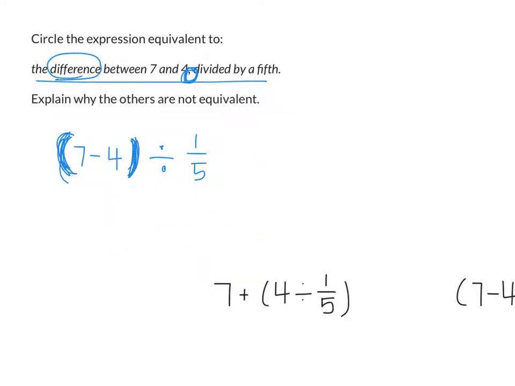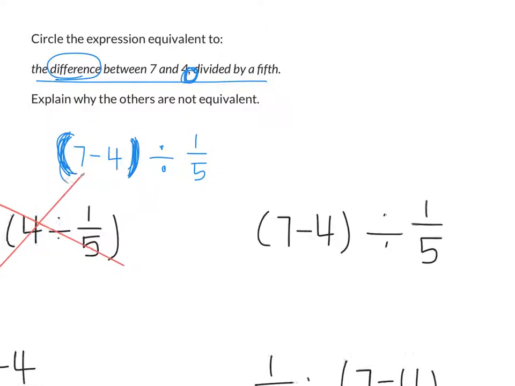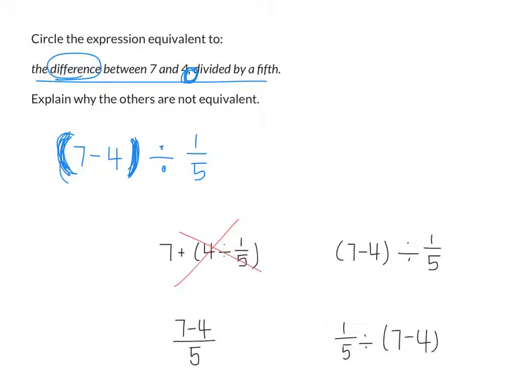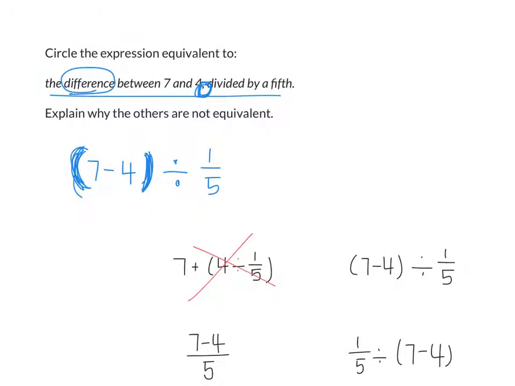Why does this example right here not work? First of all, if we're doing addition, would that be the difference? No. And is it 4 divided by 1/5 or the difference between 7 and 4 divided by 1/5? So you can see again, this comma right here tells you that these parentheses are not in the right place. Do you see that difference there? What about this next example? 7 minus 4 divided by 1/5. Is that what we expect? Yeah. Okay, very good. Oops, hold on one second. Let me switch back to my pen tool.